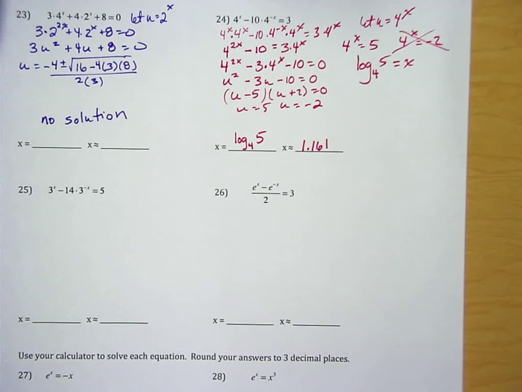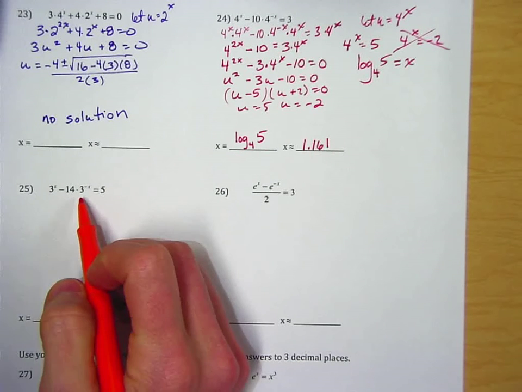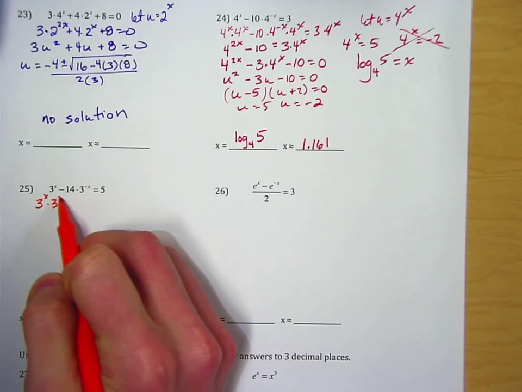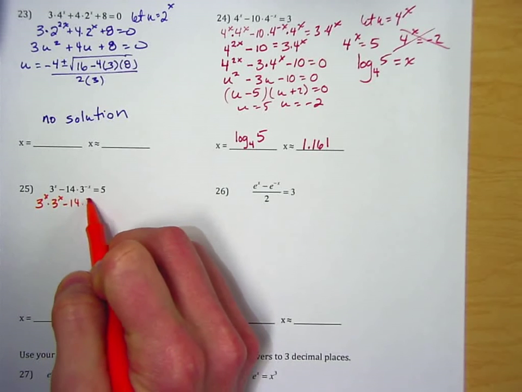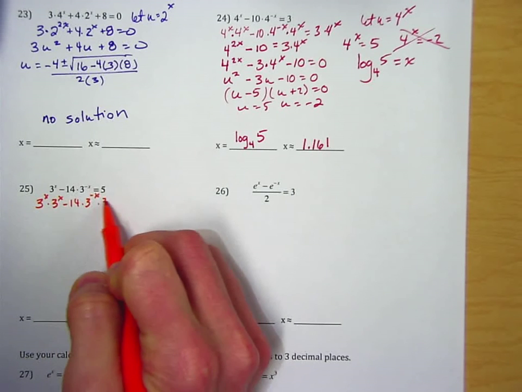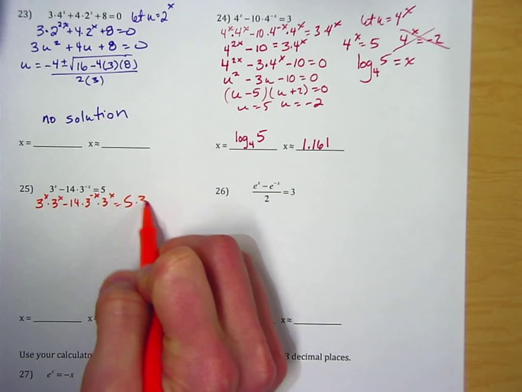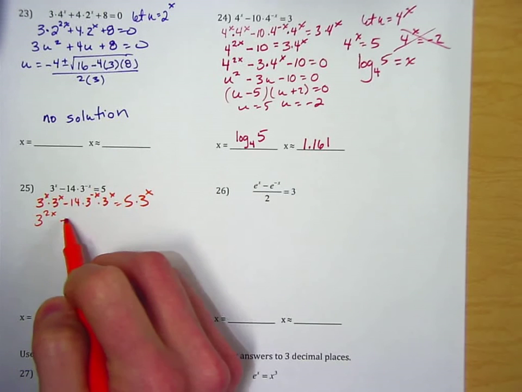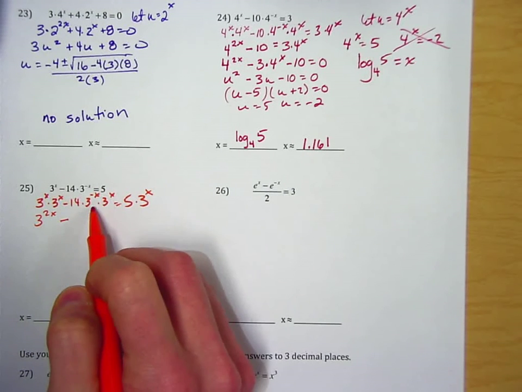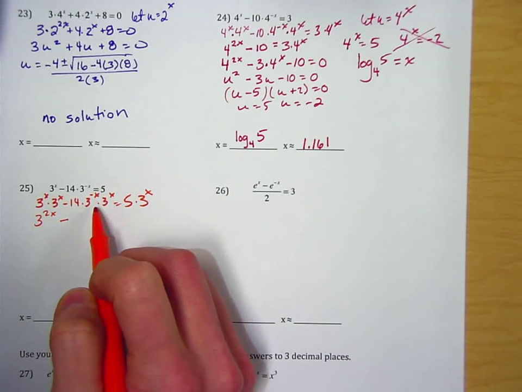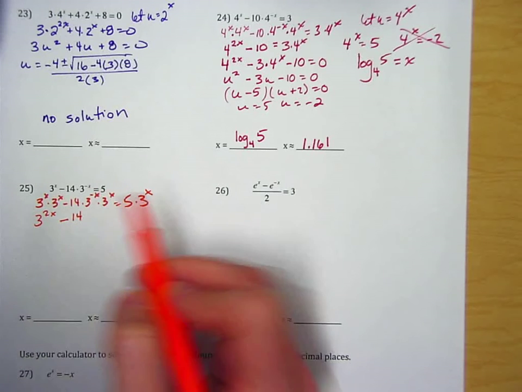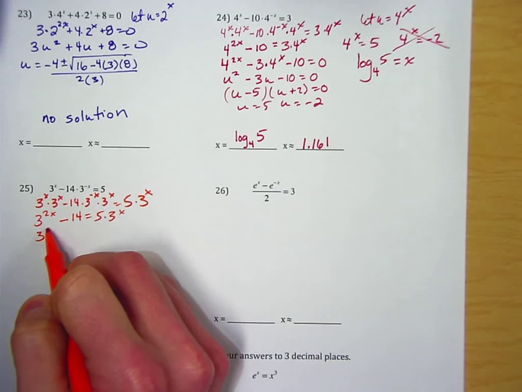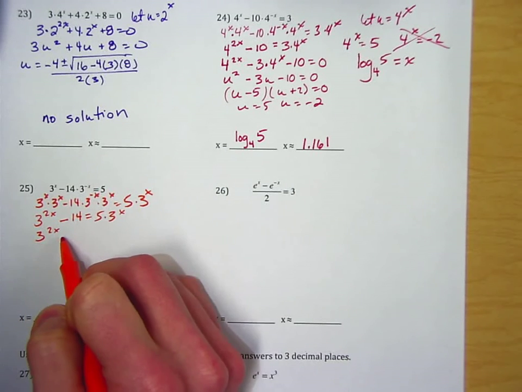So what we're trying to do is get rid of this 3 to the negative x. So we're going to multiply everything by 3 to the x power. And then we get 3 to the 2x minus, this cancels out, this becomes 3 to the 0, and that's 1, and 1 times 14 leaves us with 14. Now we want to get everything on the same side.